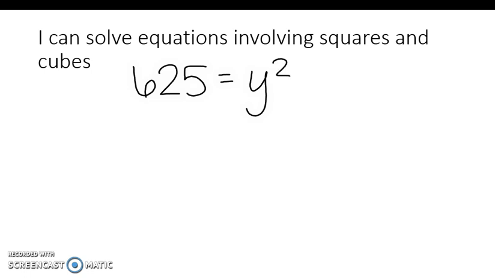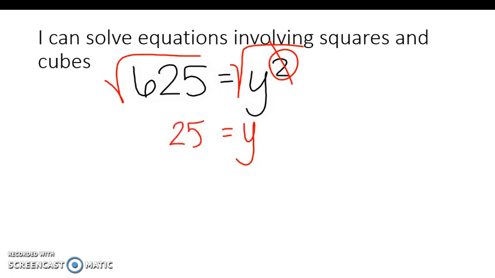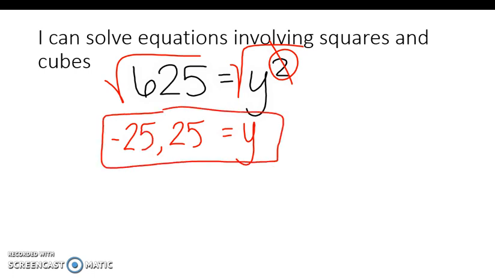So 625 is equal to y squared. Since it's a squared problem, guys, the first thing you should take note of is the exponent. Since it's a 2, that means I'm going to square root both sides. That gets the y by itself. But the exponent of 2 should also clue you in that you should have 2 answers. When I take the square root of 625, I get 25. But then I know that negative 25 is also a possibility.